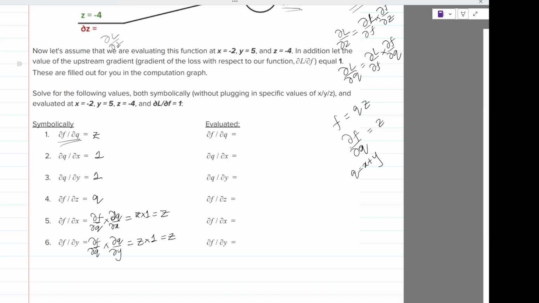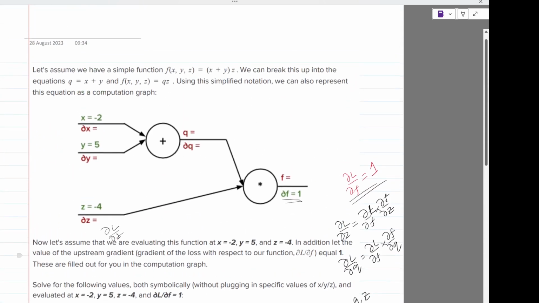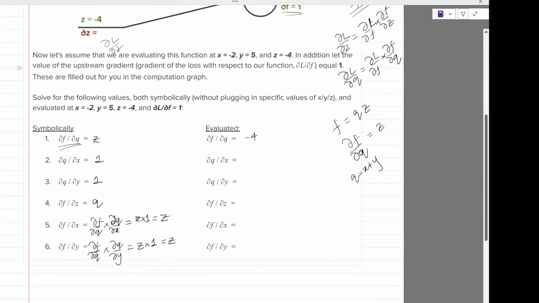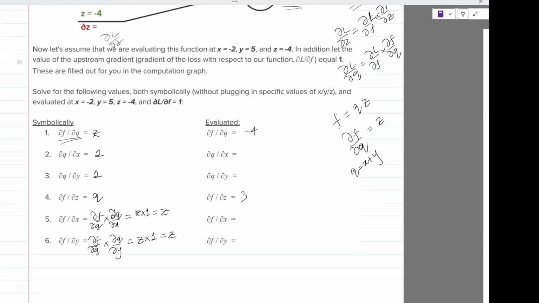So evaluating, the Z value is minus 4, and the others are 1, 1, 1. Q is X plus Y, which is 3. So here it will be 3. Here it is minus 4, minus 4. This is 1, 1.